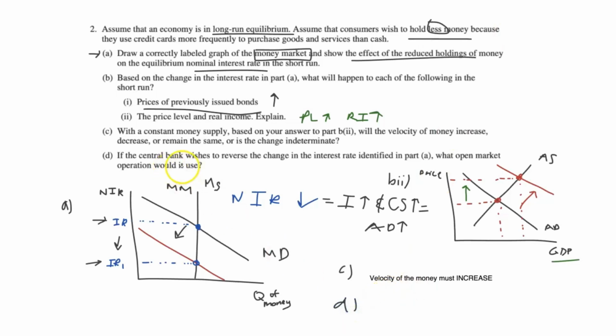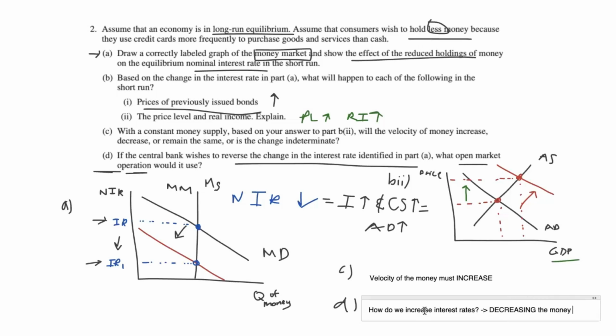D says, if the central bank wishes to reverse the change in the interest rate identified in A, what open market operation would it use? Pretty simple here if you know your stuff. So we want to reverse a change which originally was a decrease in the interest rate. So we want to increase interest rates, right? How do we increase interest rates? Well, we increase interest rates by decreasing the money supply. Okay. How do we decrease the money supply?